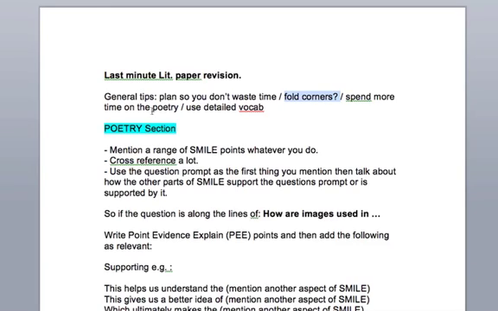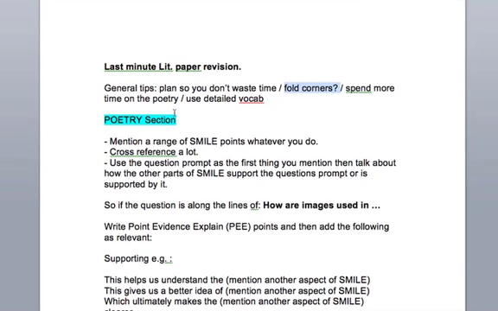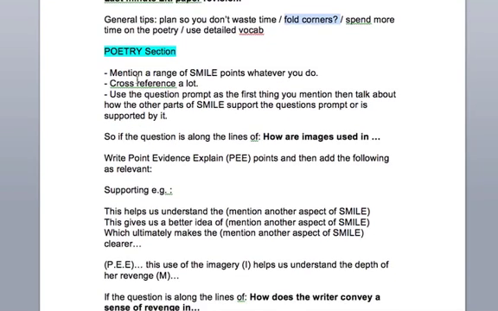Spend more time on the poetry because it's worth 3/5 of the marks, and make sure the whole way through you're using detailed vocabulary. So we look then at the poetry section. You're going to have a question where you're going to have to answer with reference to 2 of the modern poems and 2 of the old poems, depending on which cluster you've done.